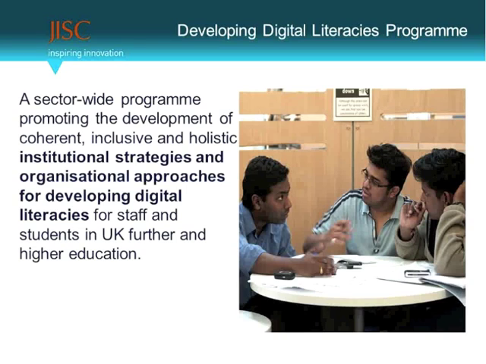I'm Sarah Davis. I'm the Jisc Programme Manager for the Developing Digital Literacies Programme. And the work that we'll be hearing about today is from some of the projects on that programme. As you can see from the slide there, the programme is looking at institutional strategies and organisational approaches for developing digital literacies. And we're looking at that for all sorts of groups of staff. We're not just talking teaching staff within the programme, and for students.